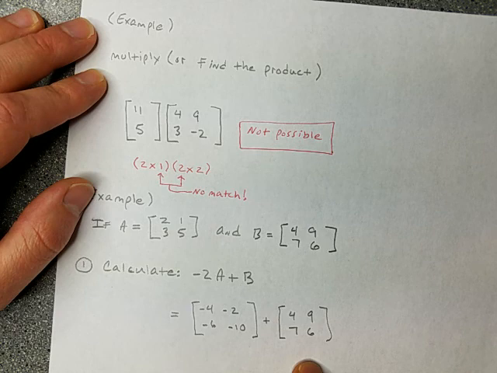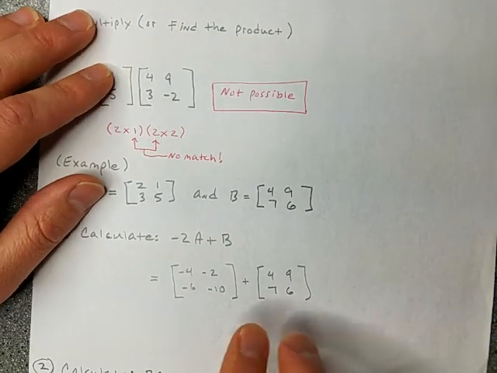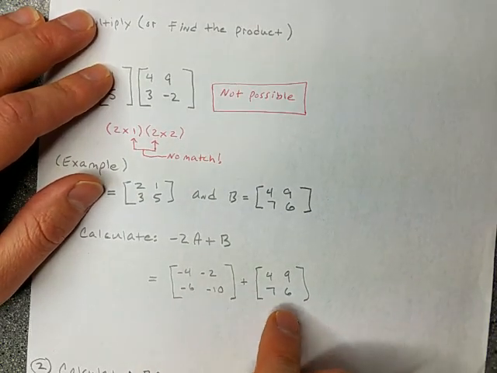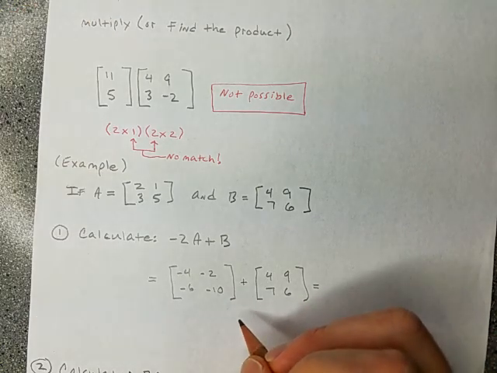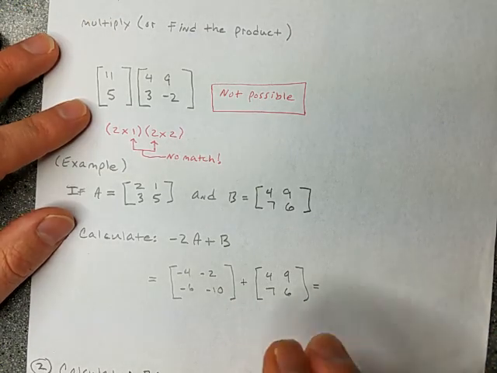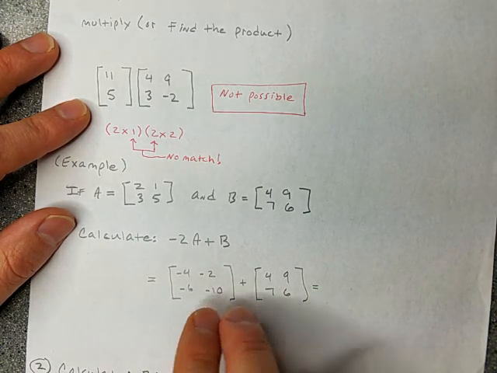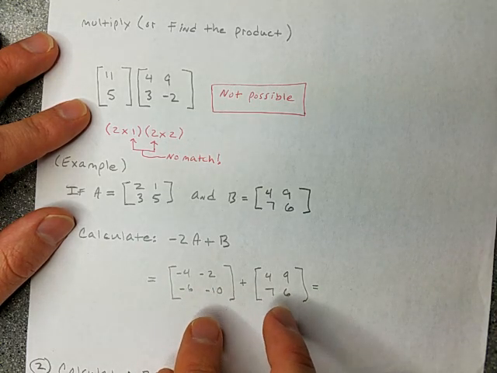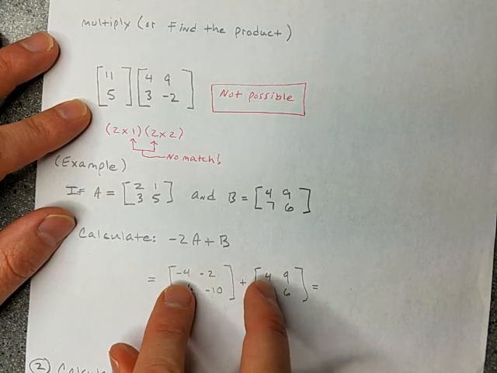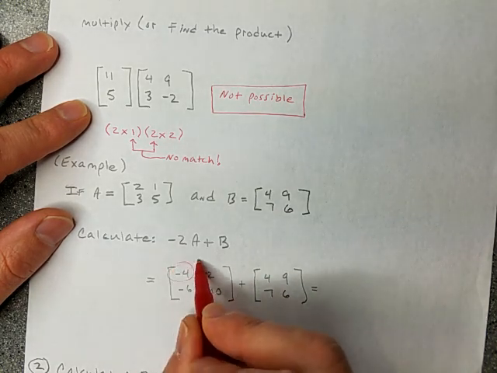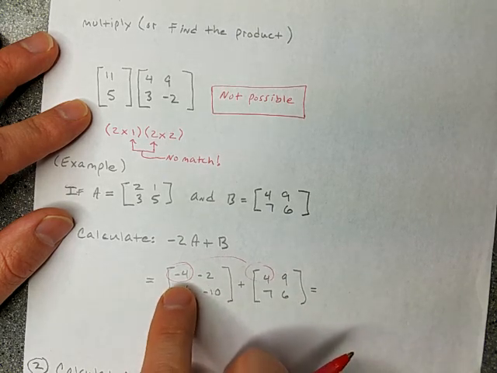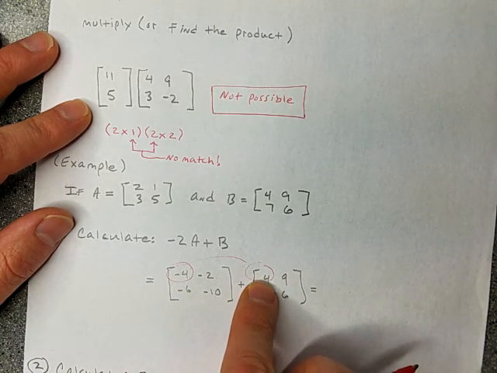Okay, and now I'm up to doing this. I want to add this matrix plus this one. Now, matrix addition or subtraction are both pretty easy to do. As long as these matrices are the same size, we can add or subtract them just by adding or subtracting the corresponding entries. Like, I'll do -4 plus 4.